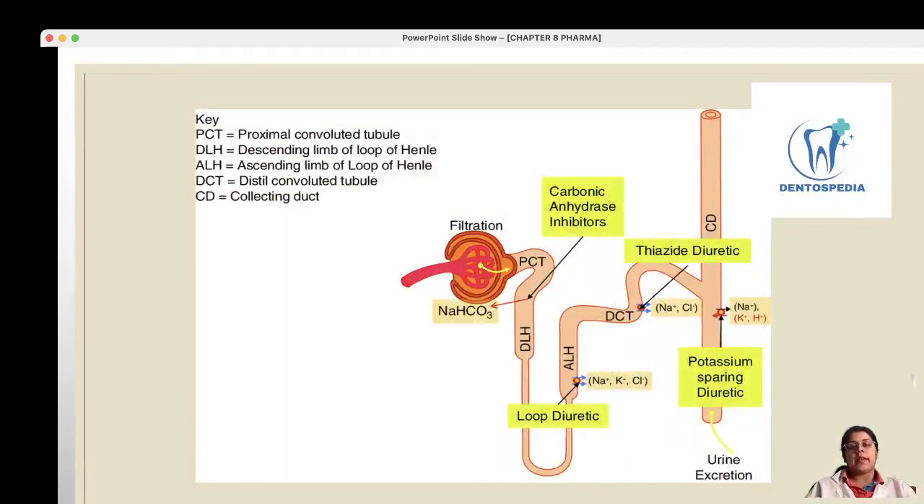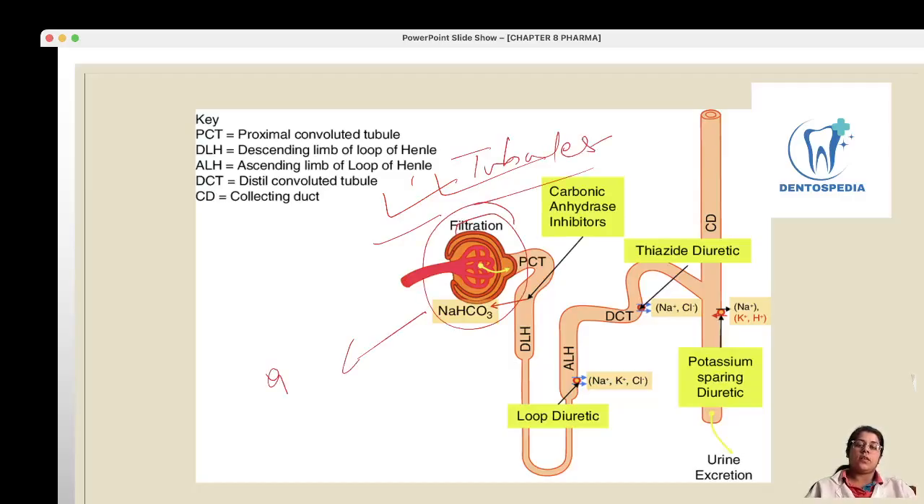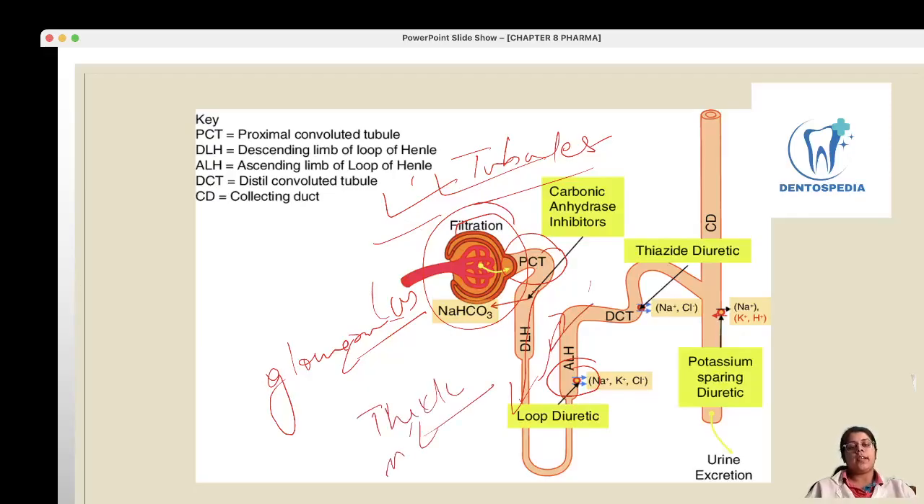Now just a diagrammatic representation of the tubules of the kidney. So here is the Bowman's capsule, the glomerulus is there. Then the PCT comes, the proximal convoluted tubule. Then we have the loop of Henle, descending limb, ascending limb. Loop diuretics act on the thick ascending limb. Then we have the distal convoluted tubule, where the thiazide diuretics act on the sodium chloride symporter. And loop diuretics act on the sodium potassium chloride symporter.